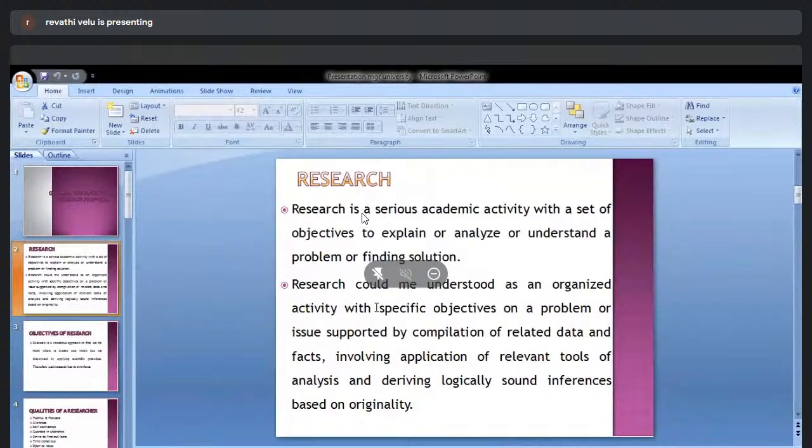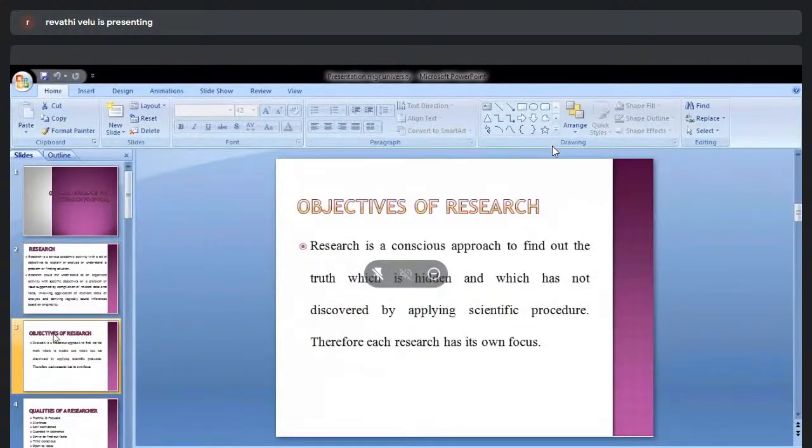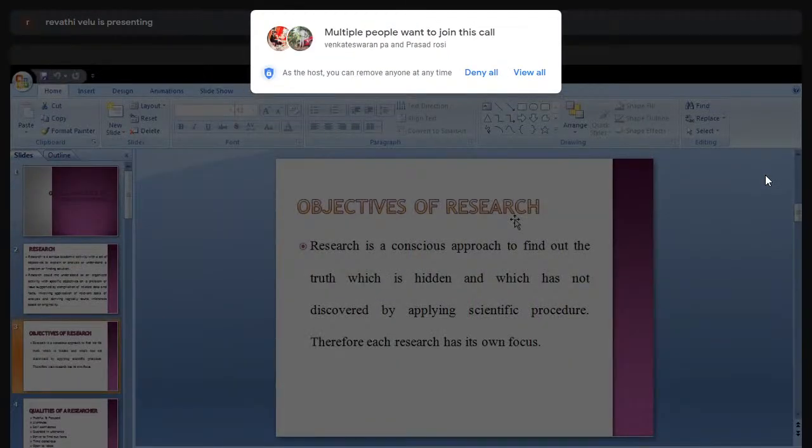Your topic is stress management of BPO employees in Chennai city. That will be your topic. What will be the next step? Objectives. Objectives will be your next step. Research is a continuous approach to find out the truth which is hidden and which has not been discovered, by applying scientific procedure. Therefore, research objectives have their own focus, their own goal. Here you are going to focus on the topic, stress of BPO employees in Chennai city.